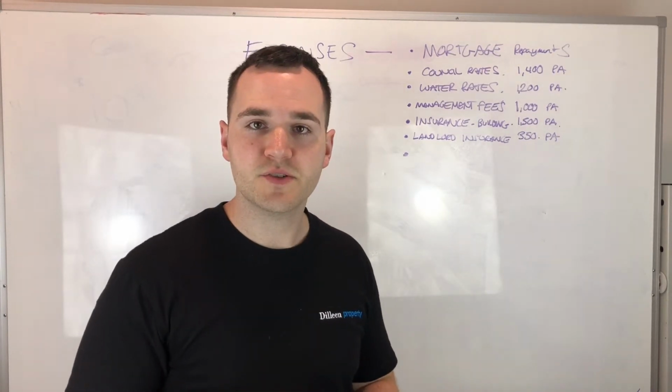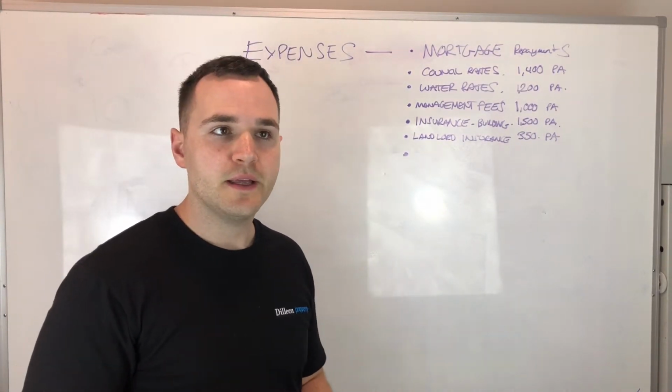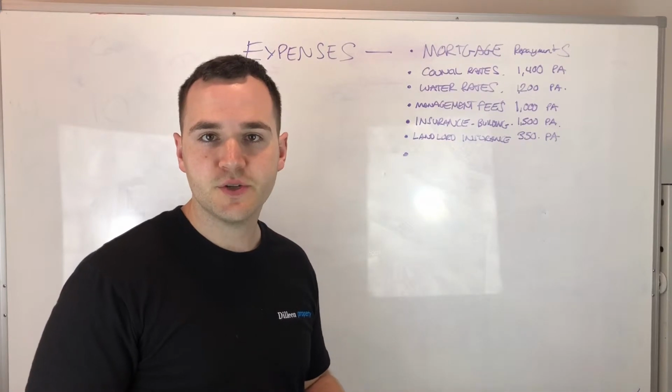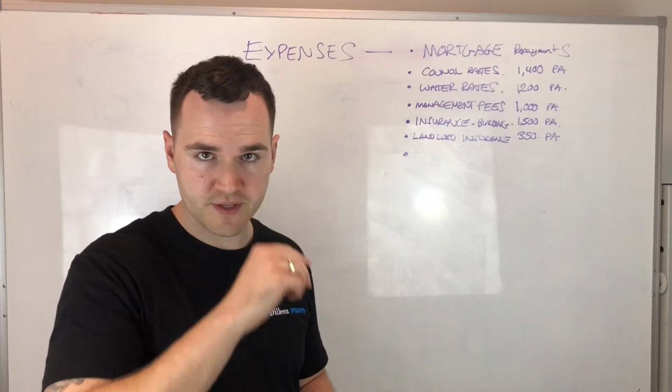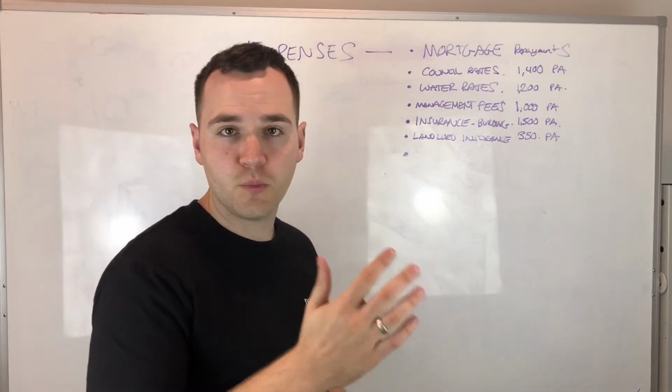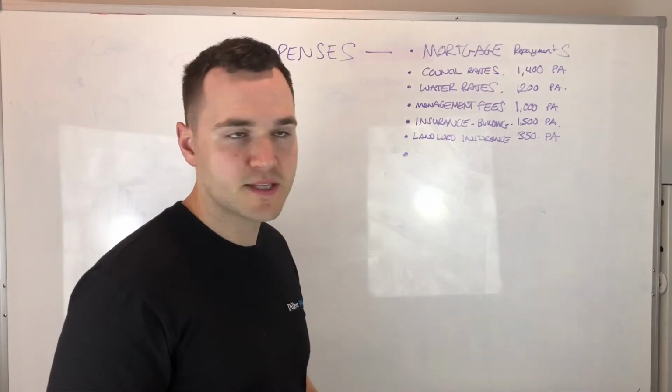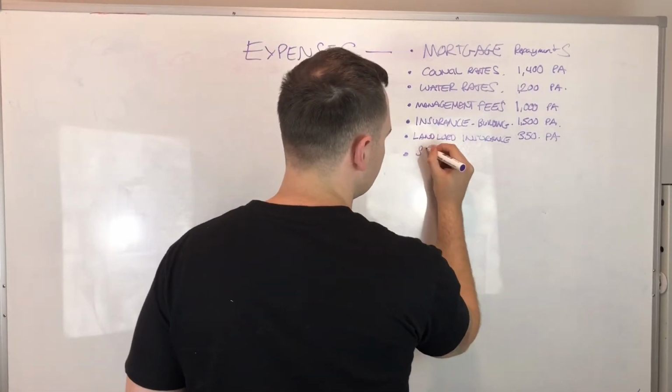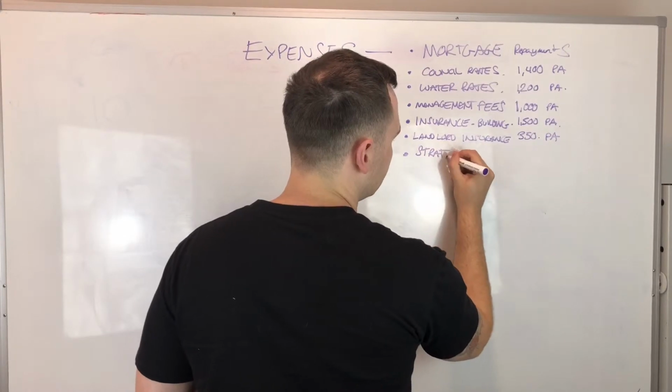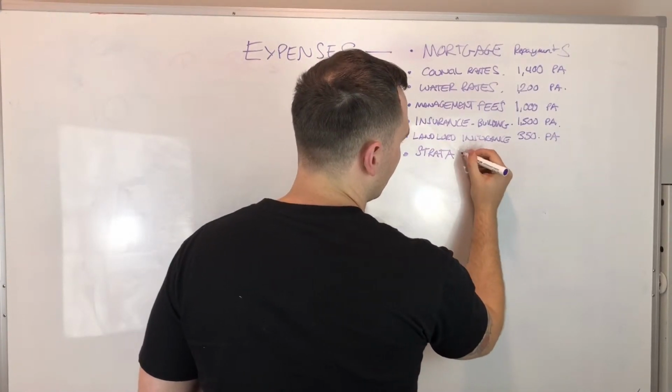Strata, if the property is a strata title property, so if it's a townhouse, a unit, or villa, or whatever the case is, you're going to have to pay strata or body corporate, which they call it differently in some states. So let's just say strata or body corporate.